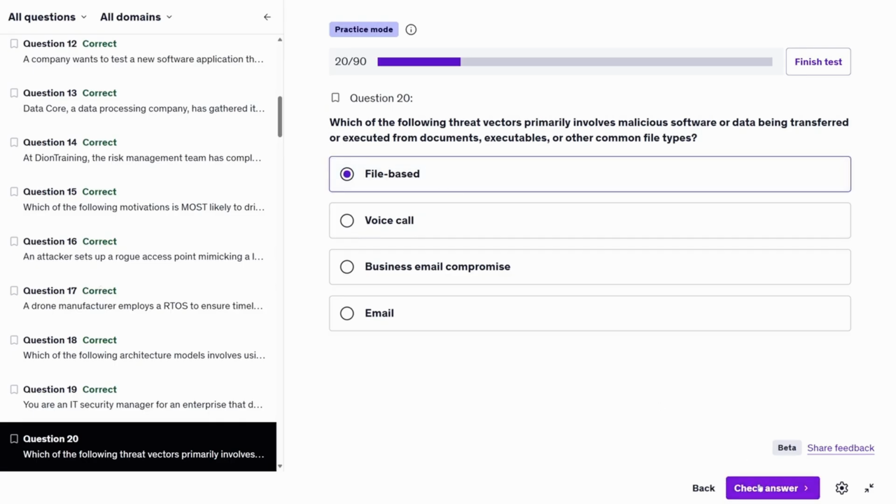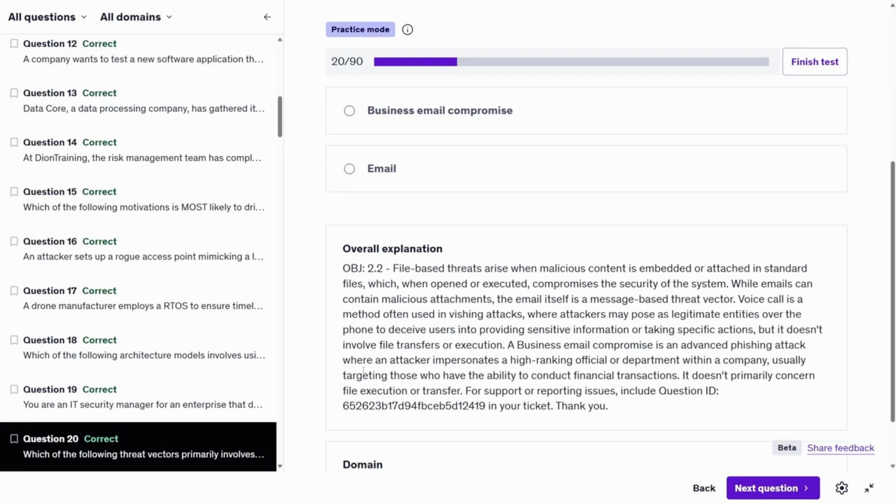The answer is file-based. File-based threats arise when malicious content is embedded or attached in standard files, which, when opened or executed, compromises the security of the system. While emails can contain malicious attachments, the email itself is a message-based threat. Voice call is a method often used in phishing attacks, where the attackers may pose as legitimate entities over the phone to deceive users into providing sensitive information or taking specific actions, but this doesn't involve file transfers.